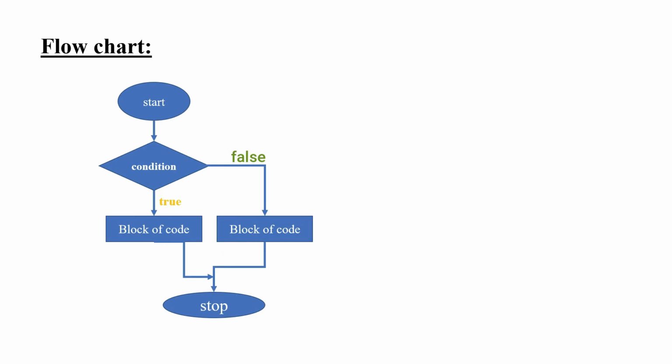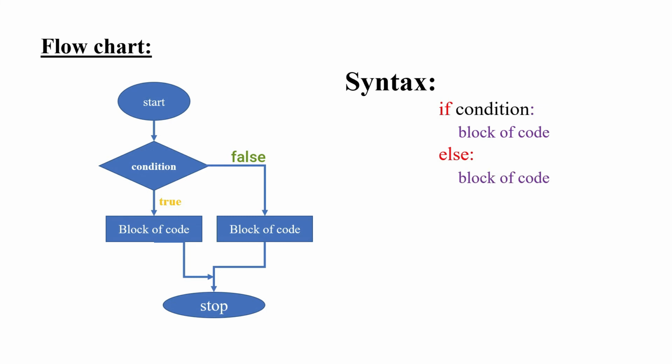This is the flowchart of if else statement. Here, if the condition is true, then if block will be executed. If the condition is false, false block will be executed, means else block of code will be executed.